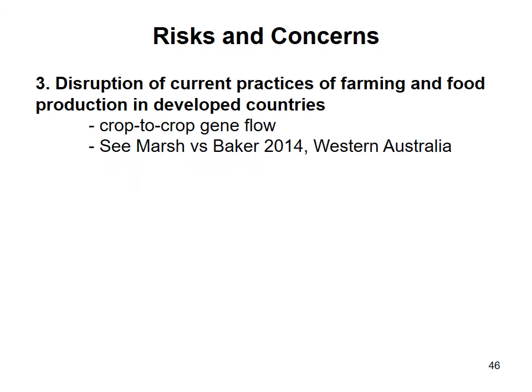Finally, we look at disruption of current practices of farming and food production in developed countries. Crop-to-crop gene flow. Hybridisation of transgenic crops with nearby conventional crops raises concerns about separation distances to ensure purity of crops and about who has to pay if unwanted genes move into a neighbour's crop. As identity preservation and segregation of GM from non-GM crops become factors in marketing products, it's obviously of great importance to ensure that hybridisation is not occurring in the field.